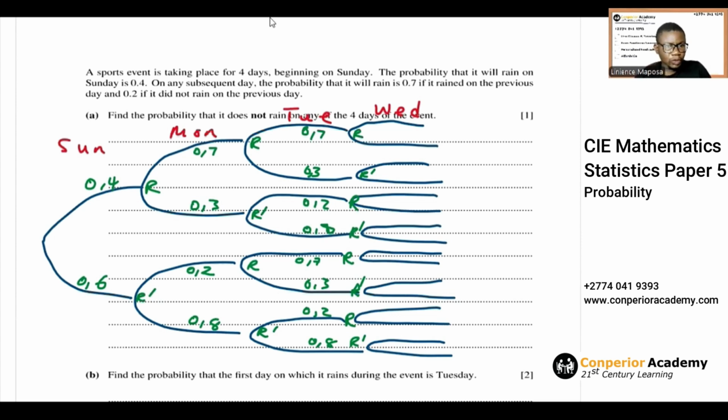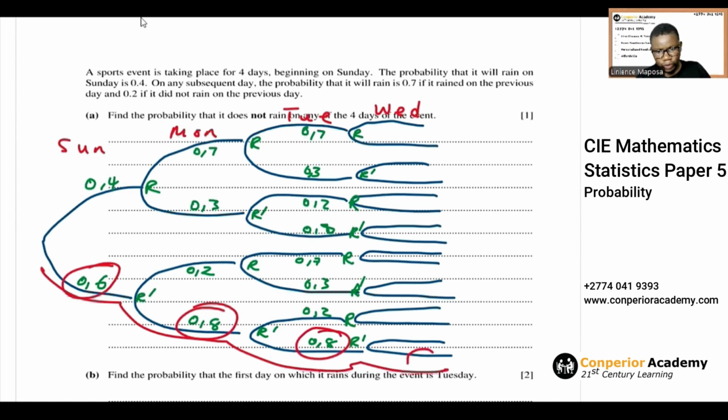And then to answer the question, they say find the probability that it does not rain on any of the 4 days of the event. So that means no rain, no rain, no rain, no rain, 4 times. That would be the bottom branch, isn't it? So the bottom branch is when we don't have rain, and then we don't have rain, we don't have rain, we don't have rain. So it's going to be 0.6 multiplied by 0.3, 0.8 multiplied by 0.8. This one is also going to be 0.8. So that's how you answer.